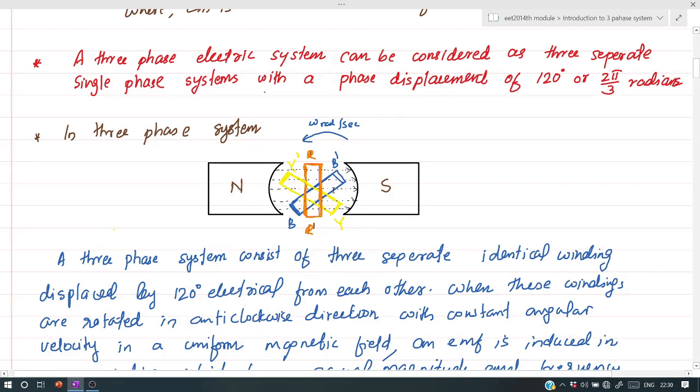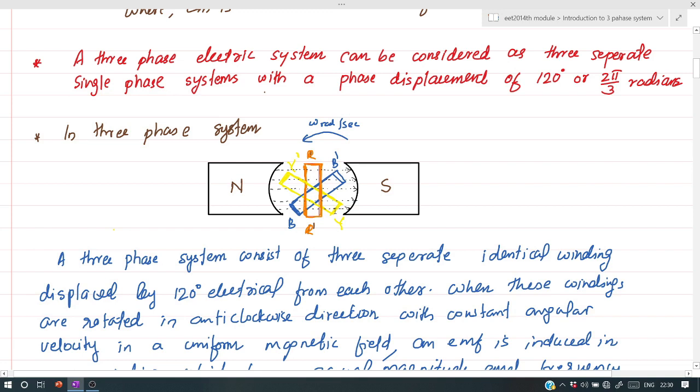Here R and R dash form one winding, where R indicates the starting of the R phase winding and R dash indicates the finishing of the R phase winding. In a similar way, Y indicates the starting of the Y phase winding and Y dash indicates the finishing of the Y phase winding. Similarly, B is the starting of the B phase winding and B dash is the finishing of the B phase winding.